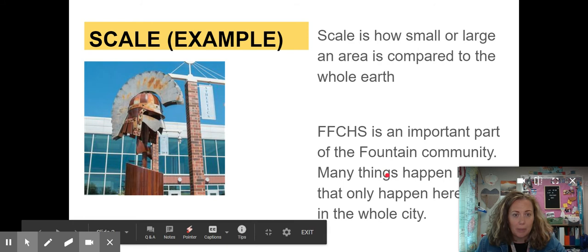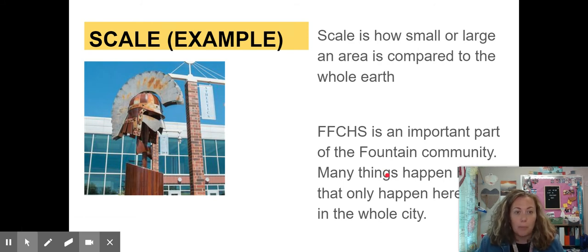So for my description, I put Fountain Fort Carson High School is an important part of the Fountain community. Many things happen here that don't happen anywhere else in the city. So the scale I would be talking about is relatively small. Like Fountain Fort Carson High School, it's a pretty small group of people to have to look at. You're dealing with an area that only certain things happen in.